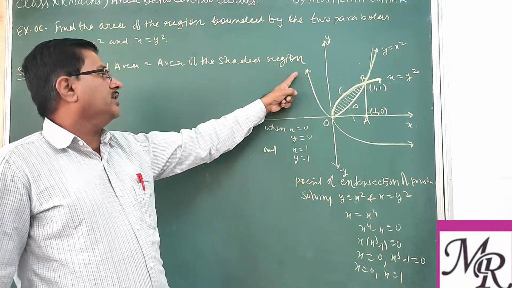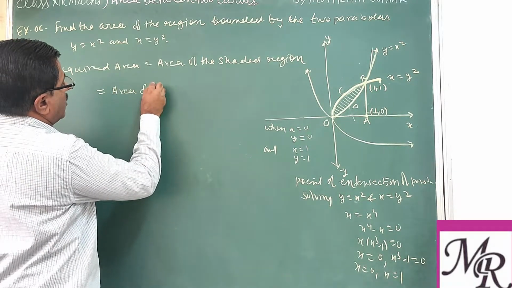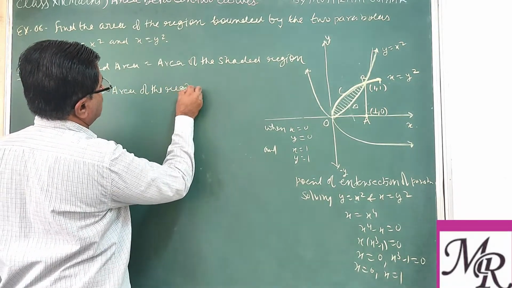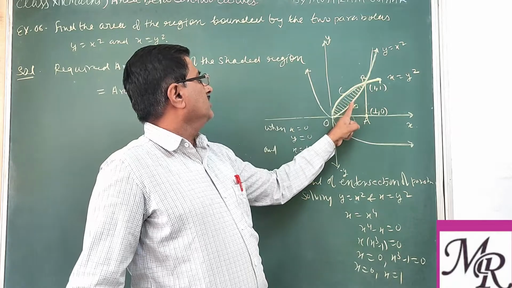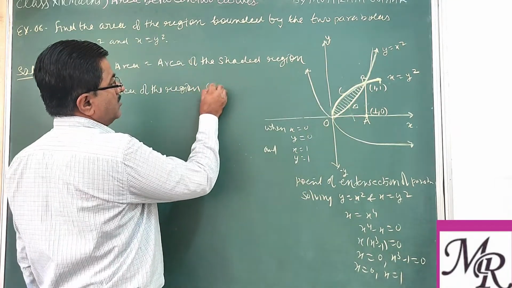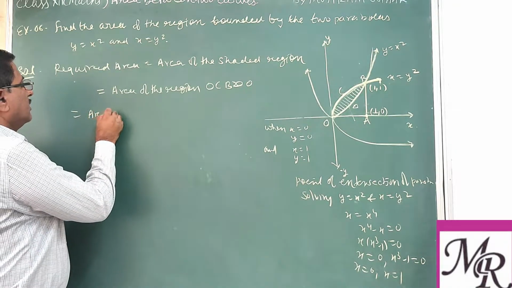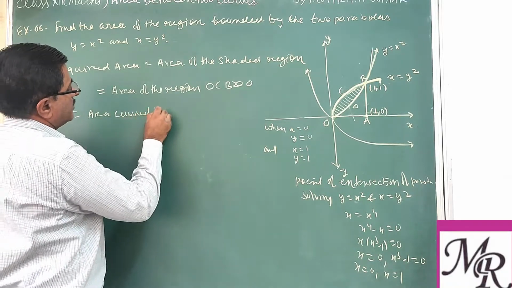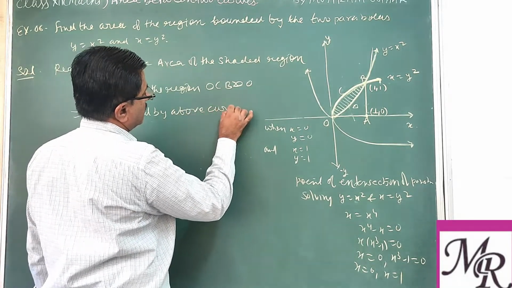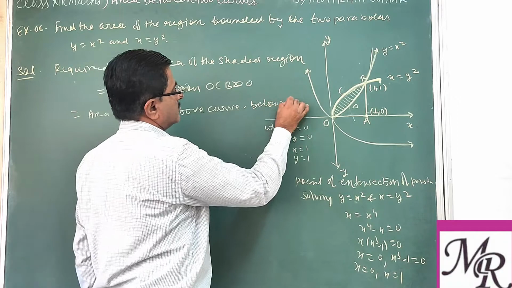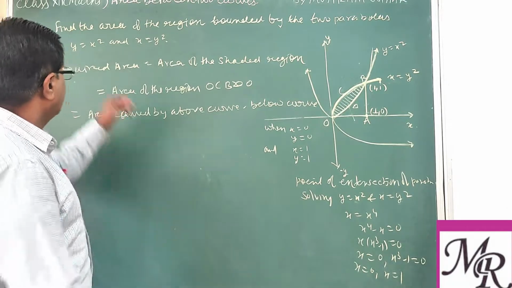Now how can we write the area of the shaded region? Area of the region, or you can give the name also, like area of the shaded region O, C, B, D, O. Or you can say area covered by the above curve minus below curve, this upper parabola minus lower parabola.